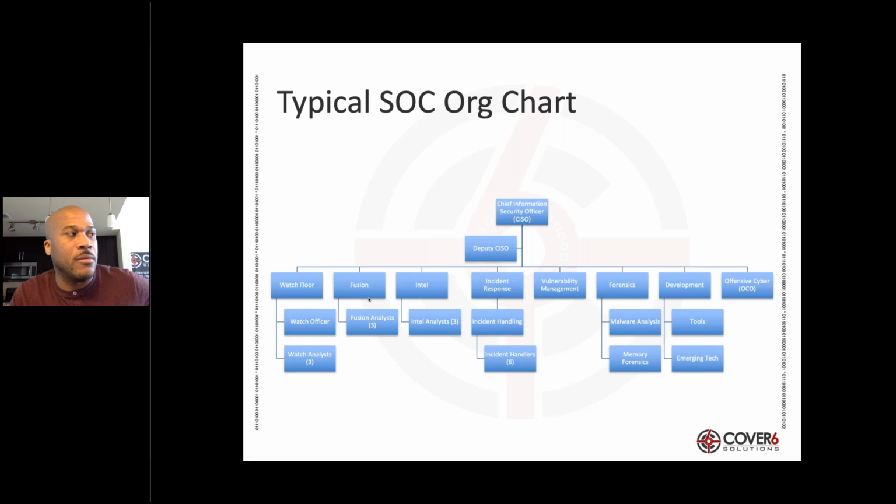So lastly, the fusion cell, where I worked. The fusion cell is the team that takes all of the information from all of these organizations and then reports that to the rest of the world. And it's similar to the watch floor, but different. So the watch floor communicates within the organization. The fusion cell communicates with the world.